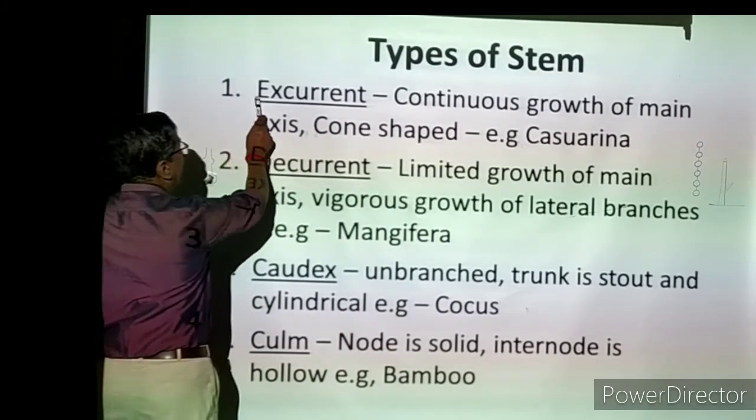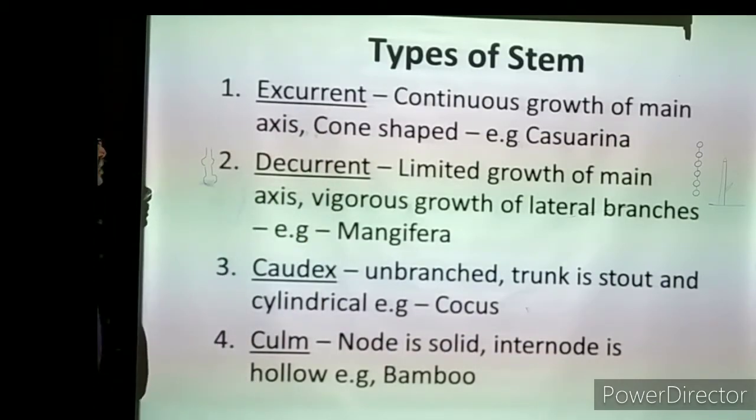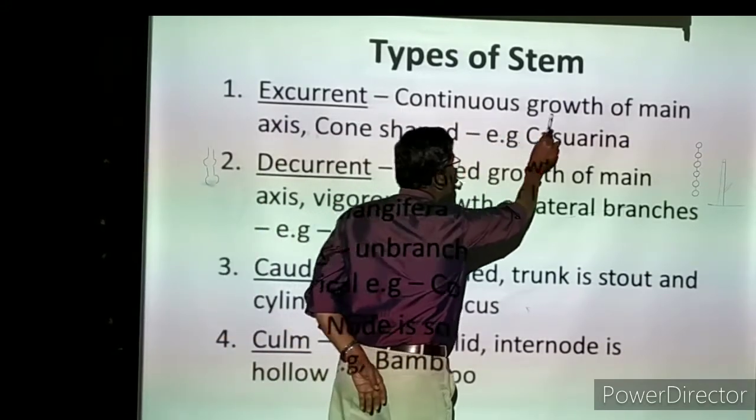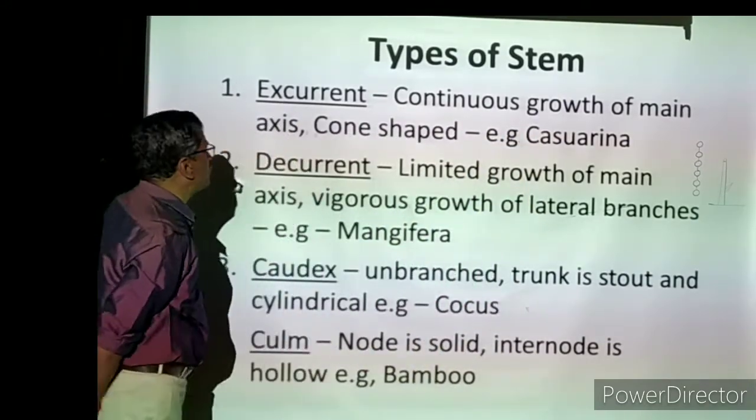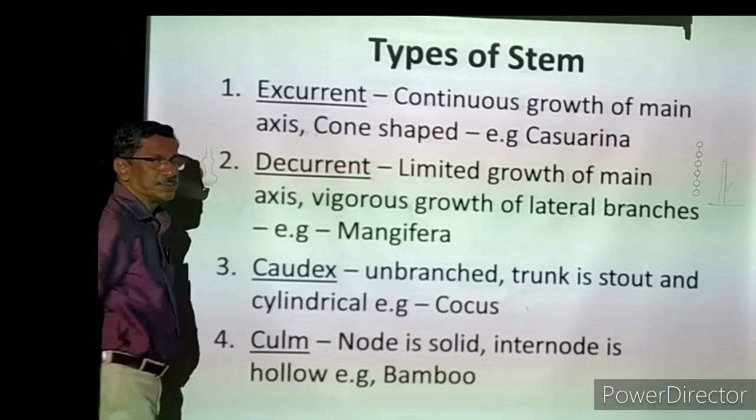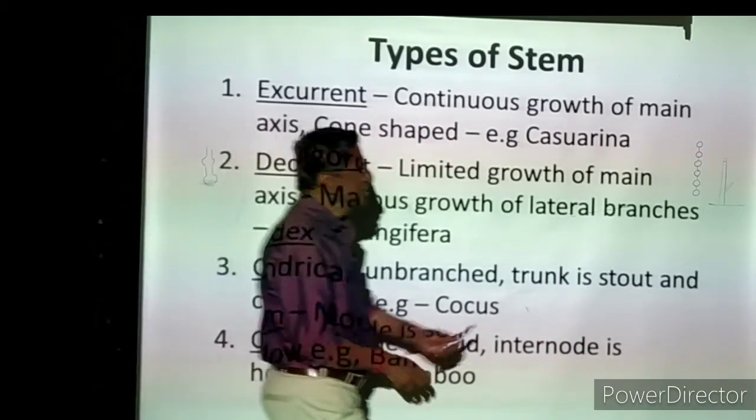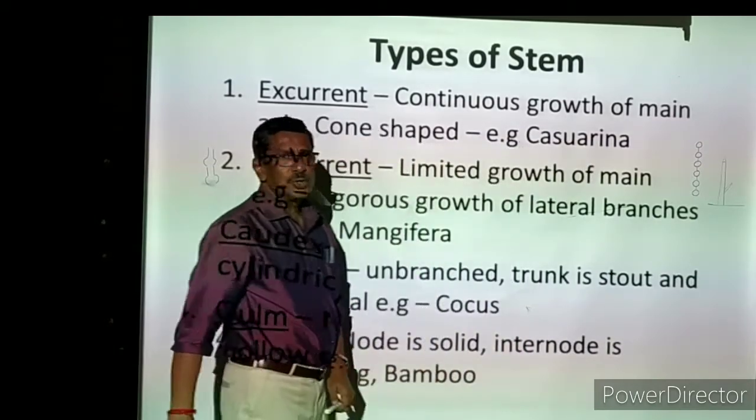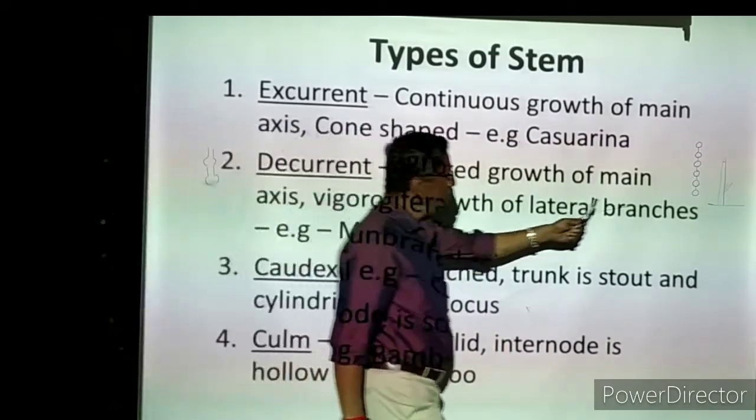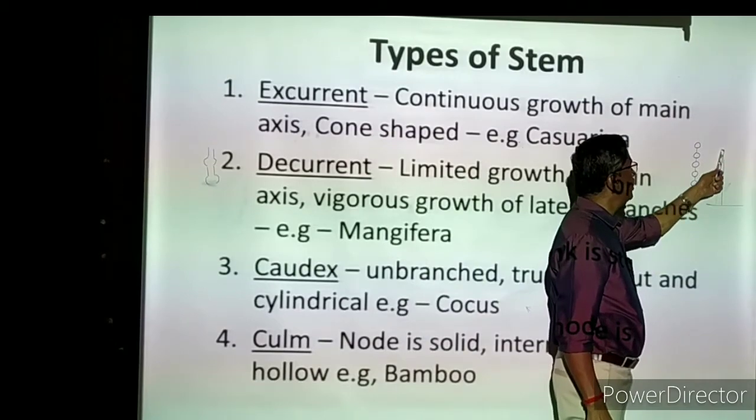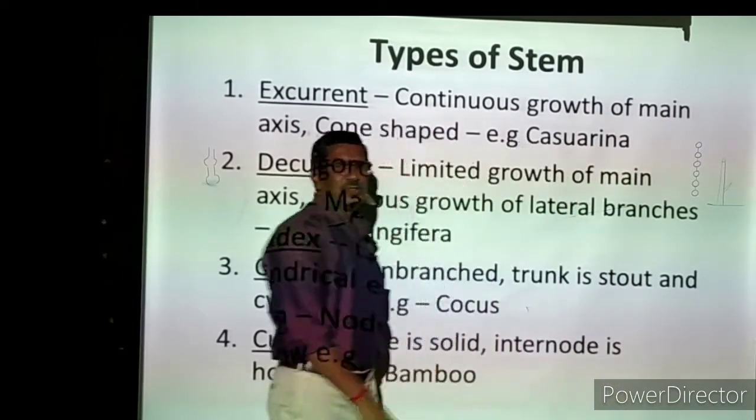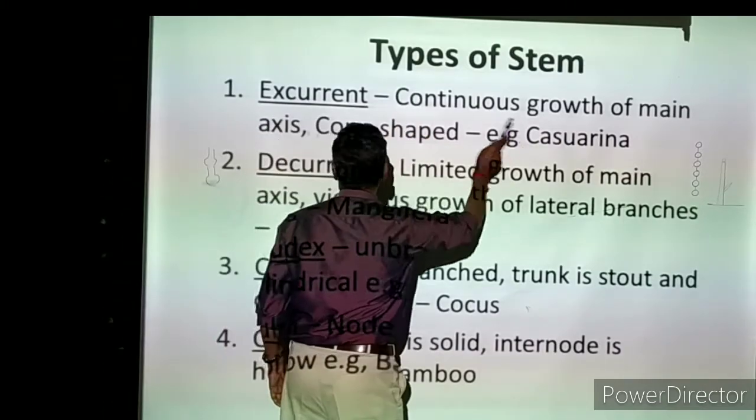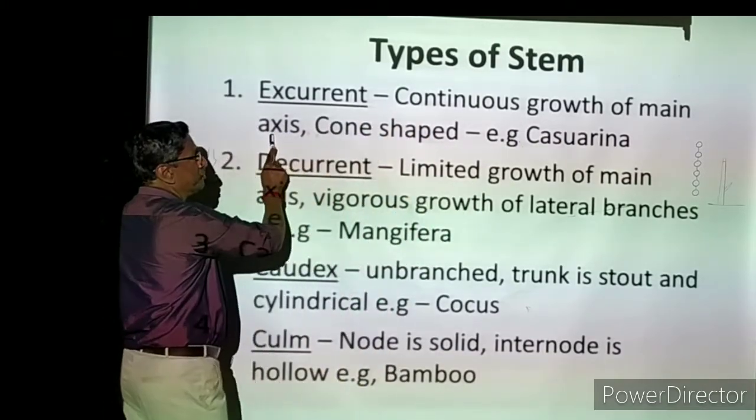The first one is the excurrent stem. What is the meaning of excurrent? We have to know. These stems are continuously growing. The continuous growth of the main axis. Main axis means main stem. The main stem is continuously growing throughout life. Suppose the plant is living for 20 years; for the complete 20 years, the main stem is continuously growing up and up. Even on the day of death some growth will be there. That is called the continuous growth of the main axis, the main stem.